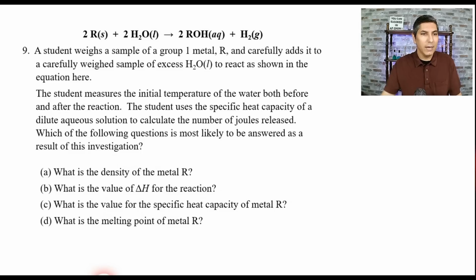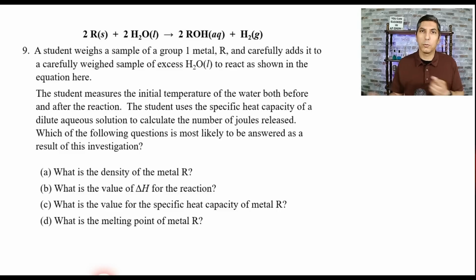Moving on to question 9, it says a student weighs a sample of a group 1 metal, R, and carefully adds it to a carefully weighed sample of excess water to react as shown in the equation here. The student measures the initial temperature of the water both before and after the reaction. The student uses the specific heat capacity of a dilute aqueous solution to calculate the number of joules released. Which of the following questions is most likely to be answered as a result of this investigation?